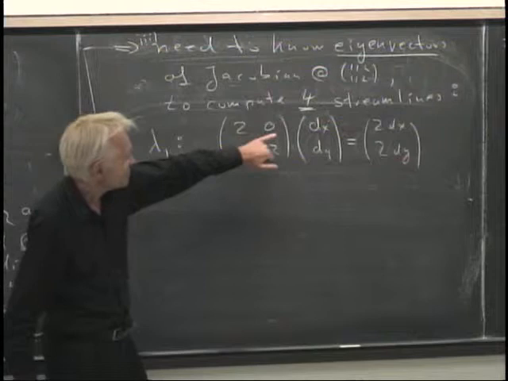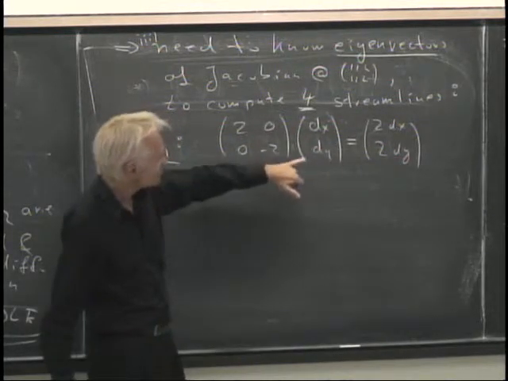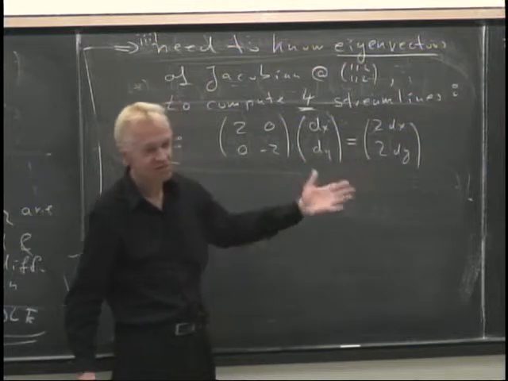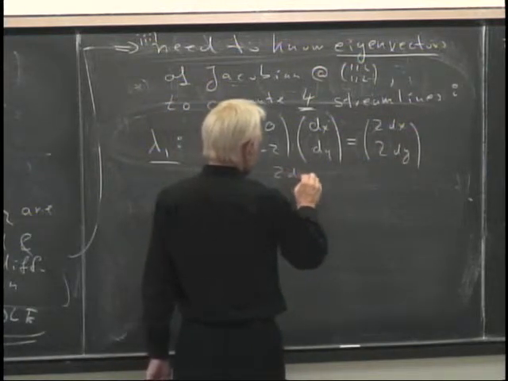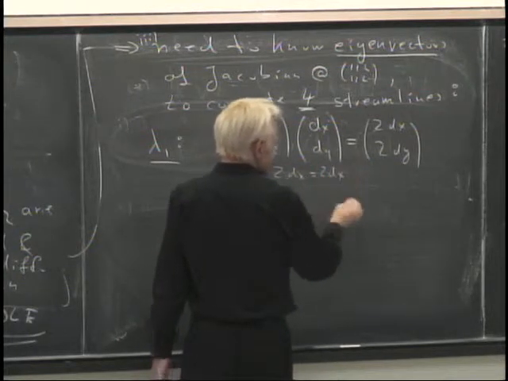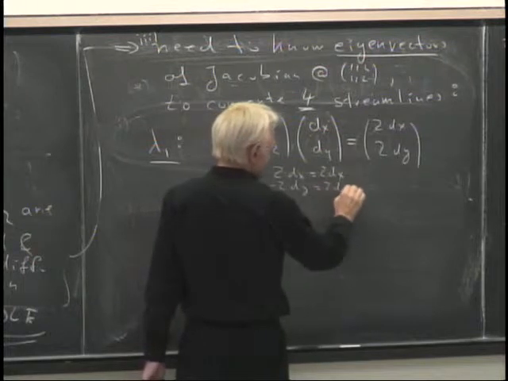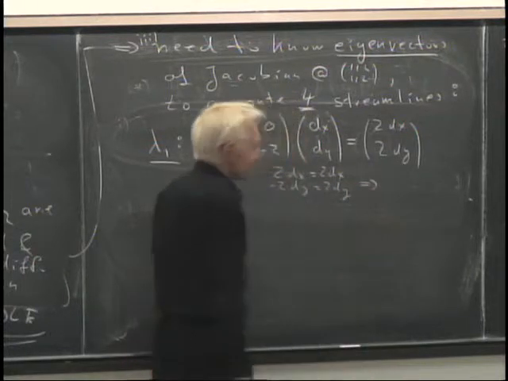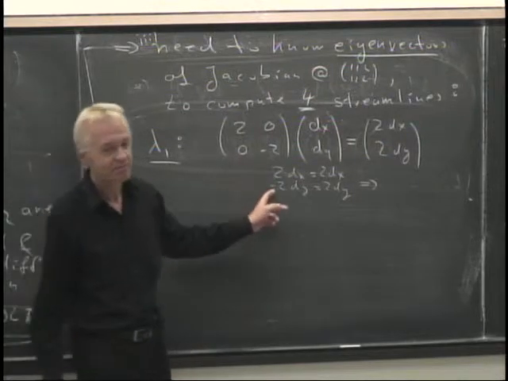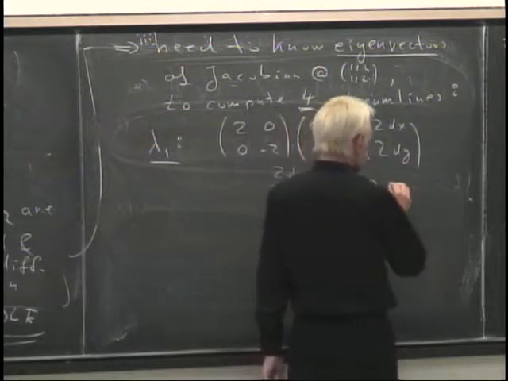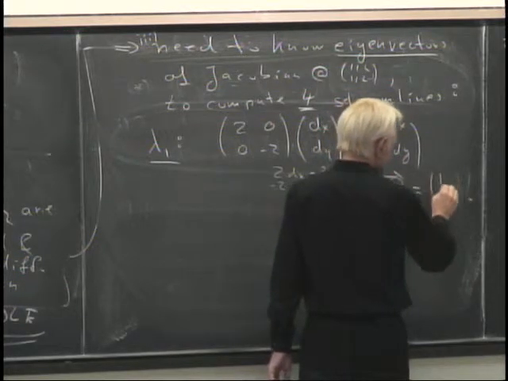So what do you have? You have 2 dx equals 2 dx, so dx is anything, and you have minus 2 dy equals 2 dy, which is true only for dy being 0. So the first equation is 2 dx equals 2 dx, and the second equation says minus 2 dy equals 2 dy. From that, you see that dx is free and dy has to be 0. So you get the first eigendirection, eigenvector E1. I can choose it as 1, 0.